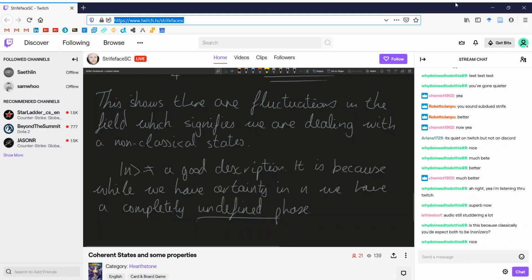Excellent, thank you. So that is why the number states are failing to be a good description that we are after. And I hope I cleared that up. Thank you for asking the question. But we're going to move on to the coherent states.